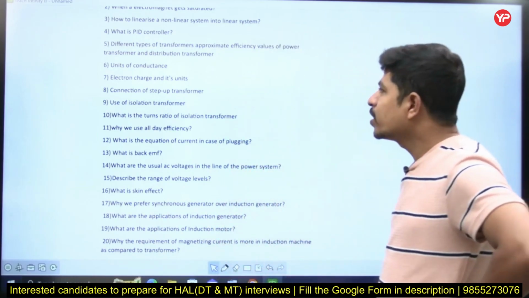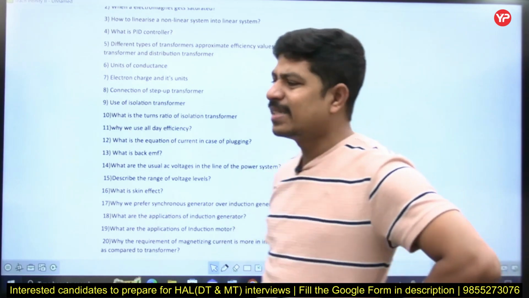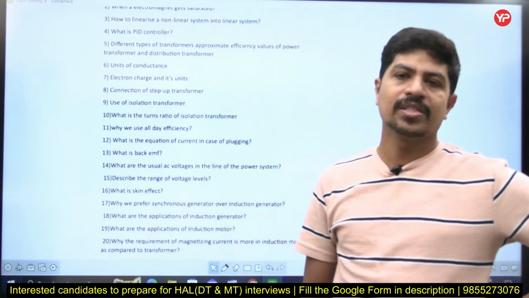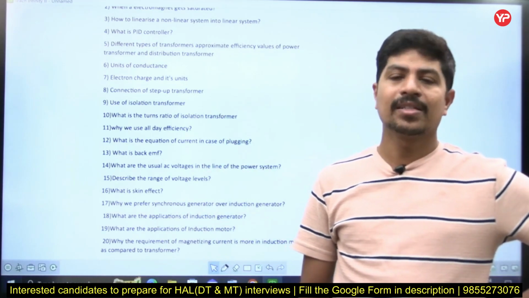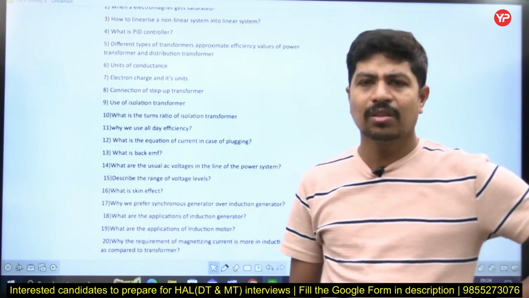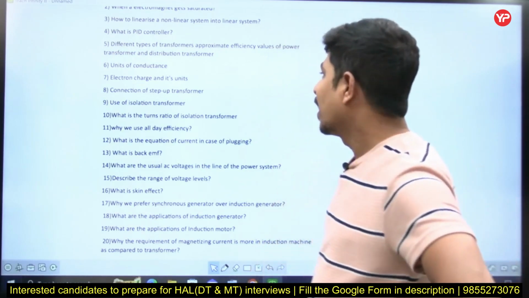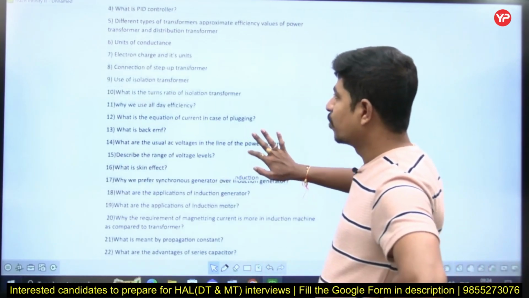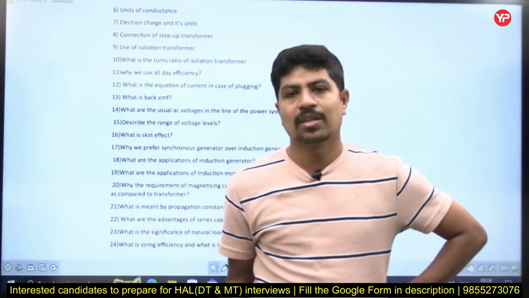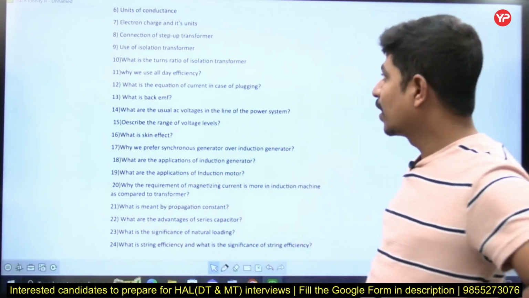Next question is units of conductance. Very easy. Most of the questions are easy questions only. Resistance, inductance, conductance, susceptance, right? What are these and what are the units? That is a basic question. Next, electron charge and its units. The basic property of an electron is charge. The units are coulombs. You know that, right?